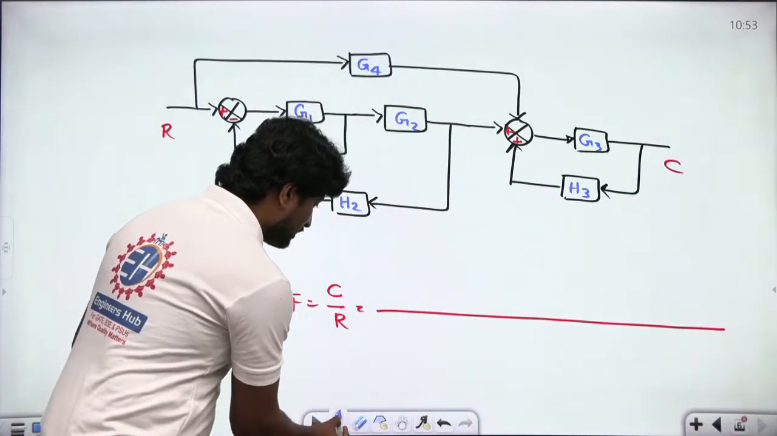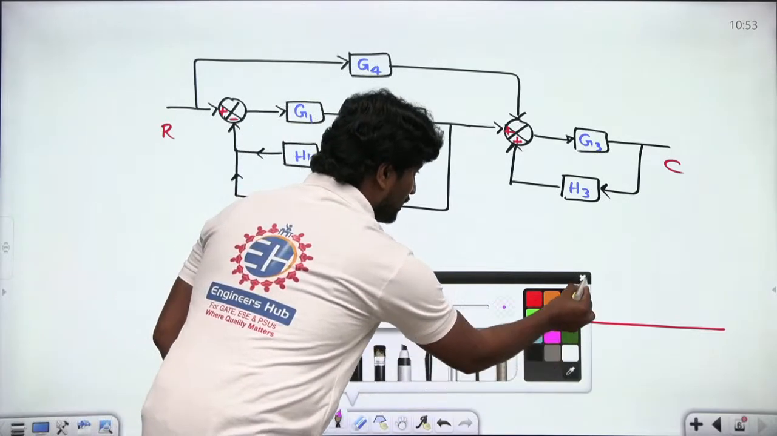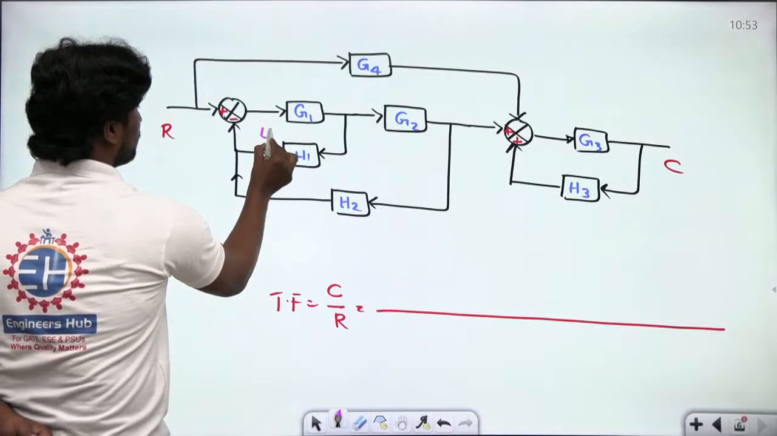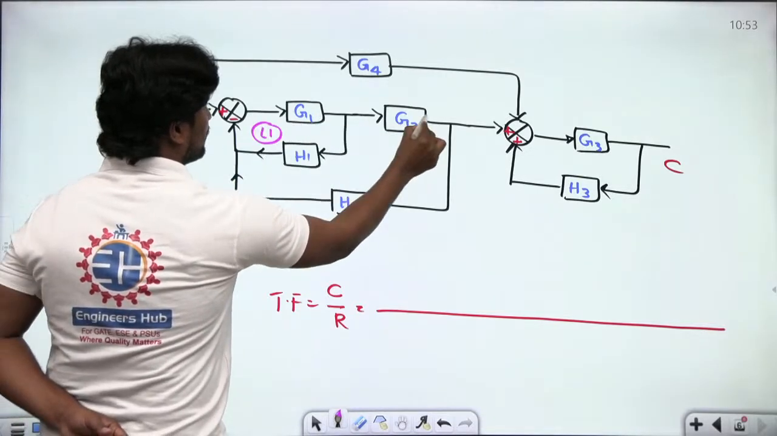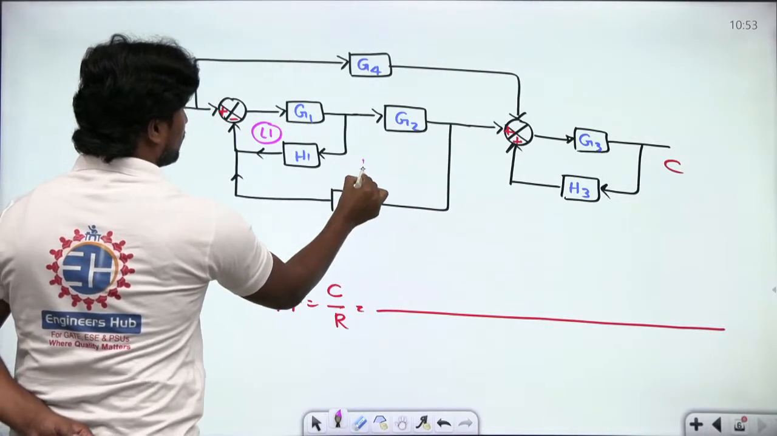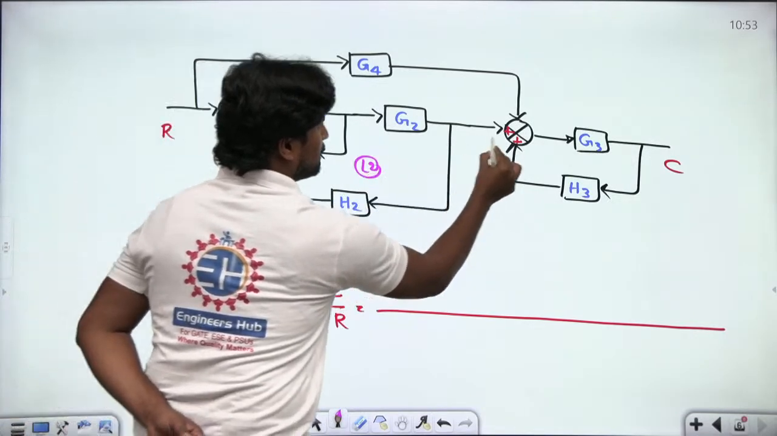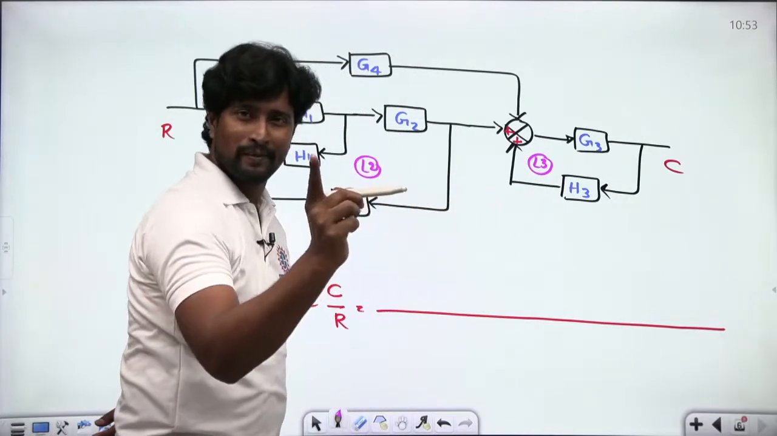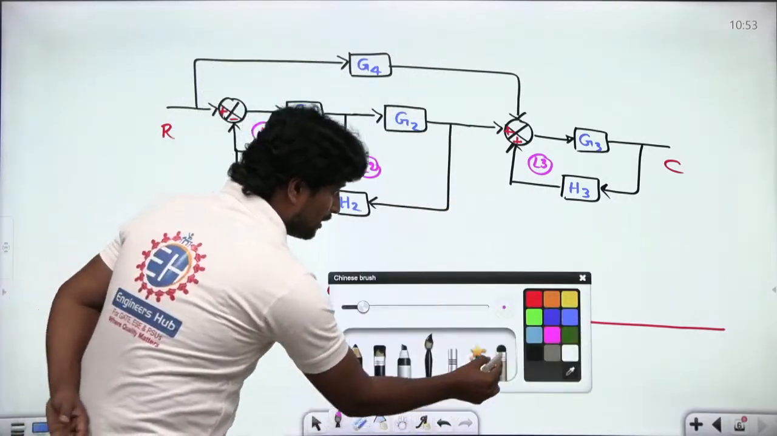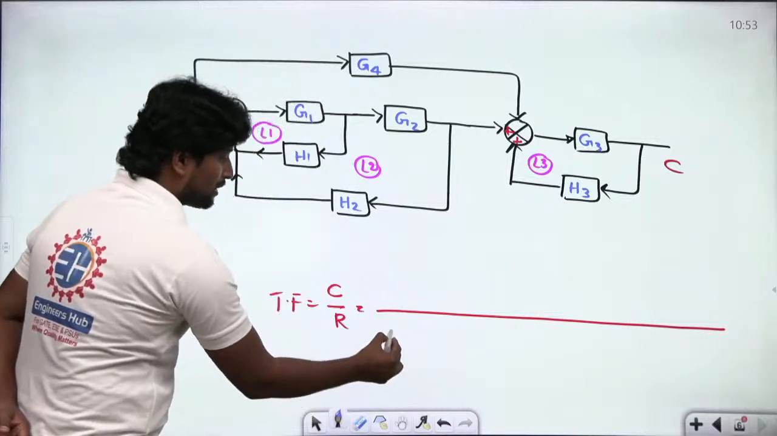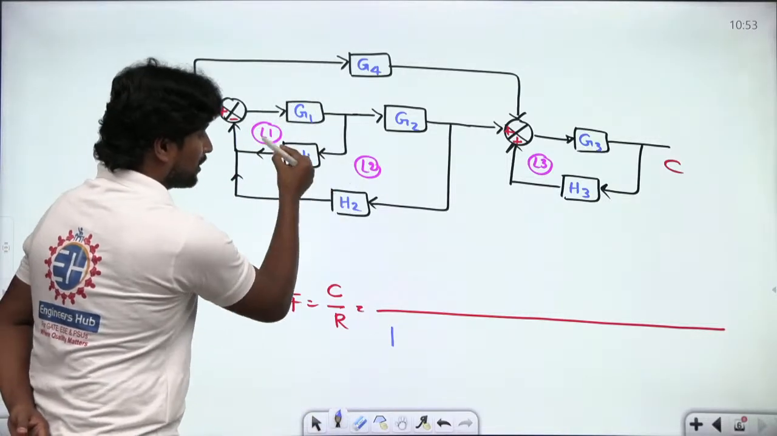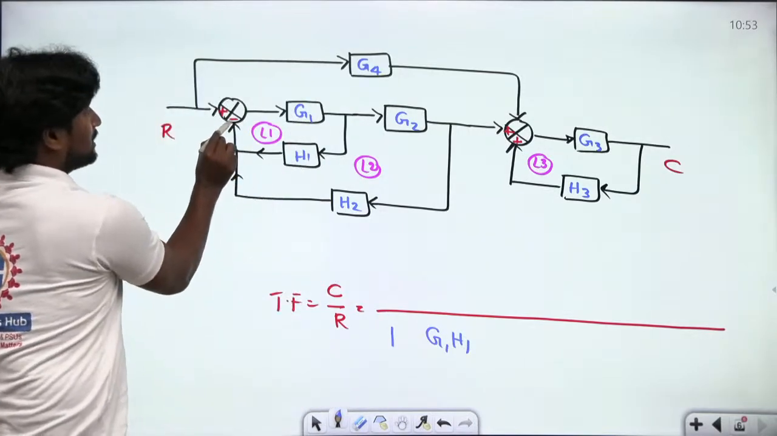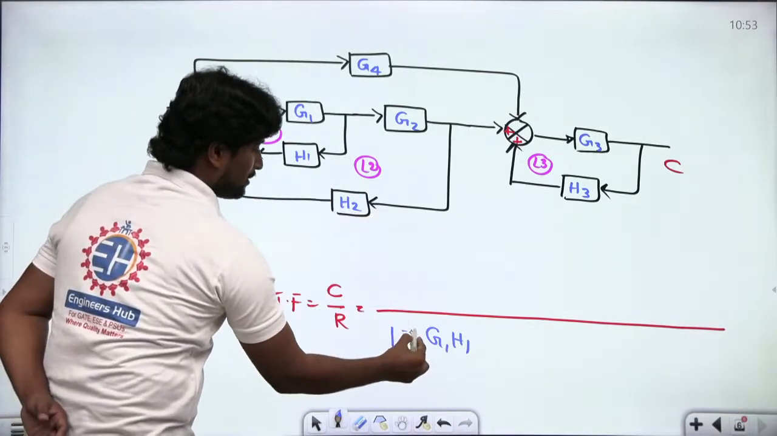So guys, see carefully. How many loops are here? Check once. G1, H1, one loop. G1, G2, H2, one loop, and G3, H3, one loop. Clear? And parallelly write down the denominator part. So the denominator part starts with what? One. What is the loop one value? G1, H1, which contains a negative feedback, opposite sign, plus.